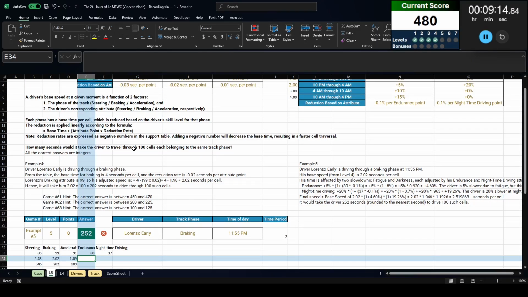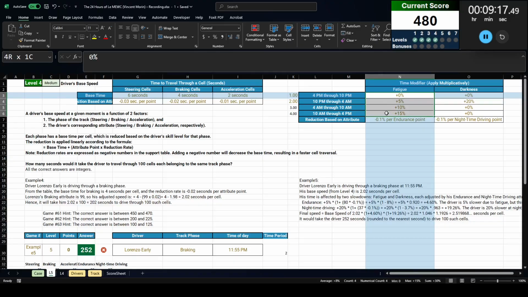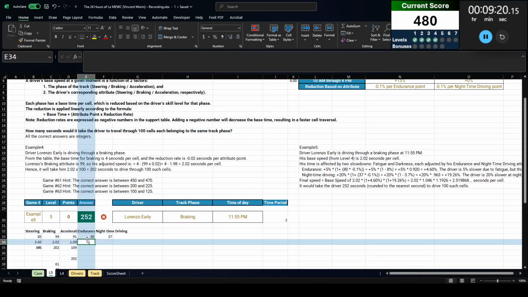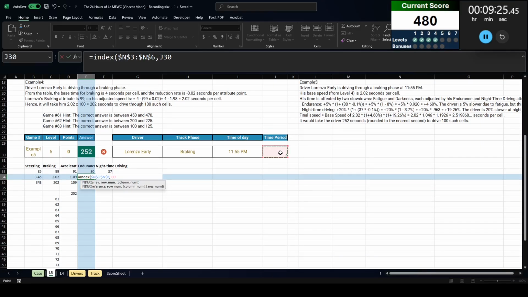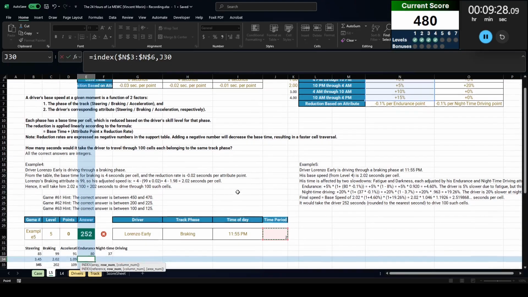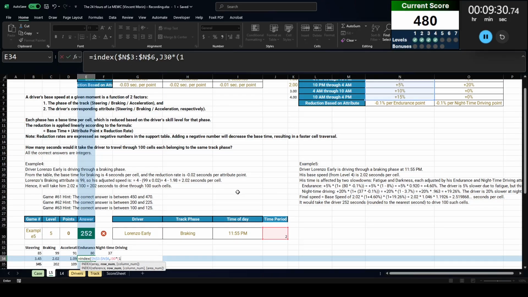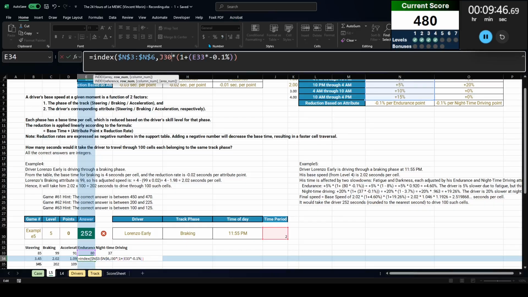So let's get this formula. Endurance is 5%, so 5% is looked up from this table here. We're going to index these periods, and we're going to take that one. That's going to give me time period 2, which gives me 5%. Times, in parentheses, 1 plus, in parentheses, the endurance factor, times minus 0.1%. So negative 0.1%, double close. Oh, I need to close the index. That's why I'm missing a bracket there. Triple close. If this all is right, then I should get 4.60%.